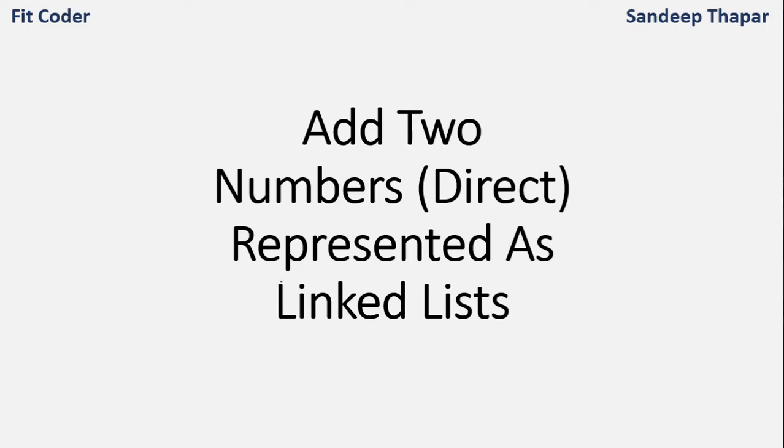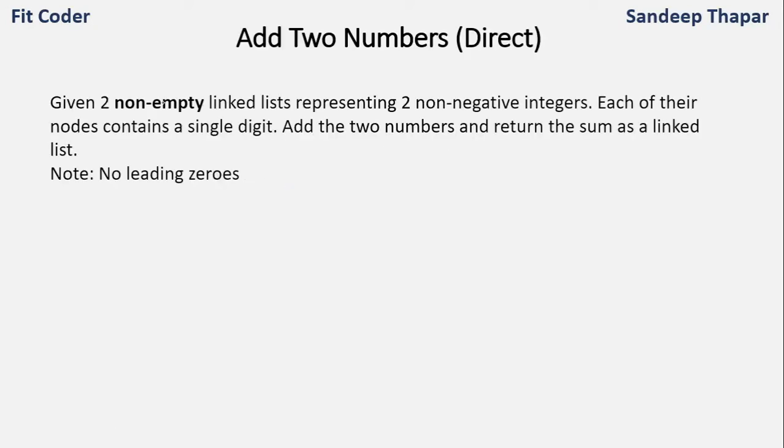Hi everyone. In this video, we'll discuss how to add two numbers which are represented as linked lists. So we are given two non-empty linked lists representing two non-negative integers. Each of the nodes contains a single digit. We have to add the two numbers and return the sum as a linked list.